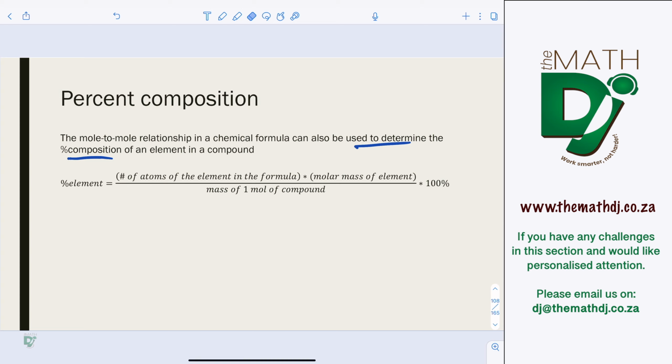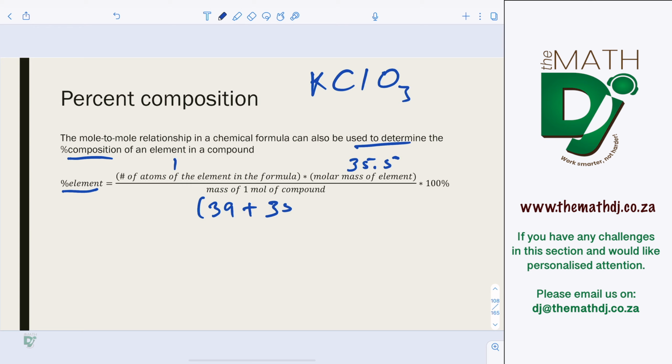This is just an example. For the percentage of the element, we use the number of atoms of the element. In this case there will be 1 chlorine, then the molar mass of the element, chlorine, which is 35.5, then the total mass of the compound. In this case it will be potassium 39 plus 35.5. Remember, it's for the total oxygen, then 16 times 3.